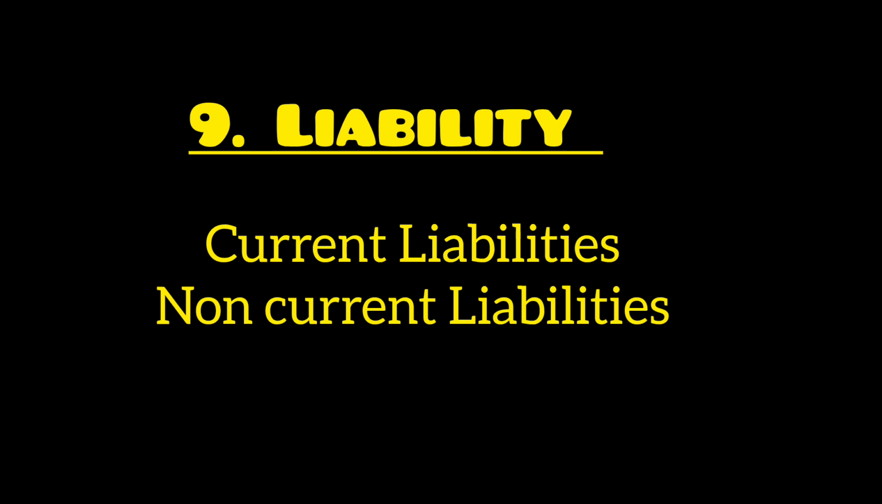What are current liabilities? Current liabilities refers to the company's short-term financial obligations which are expected to be settled within 1 year or within its operating cycle, whichever is longer. If I have to give an example of current liabilities, it can be bills payable or short-term loans.